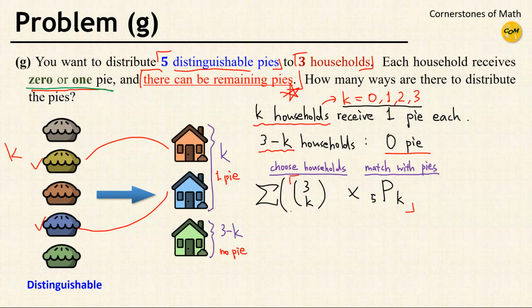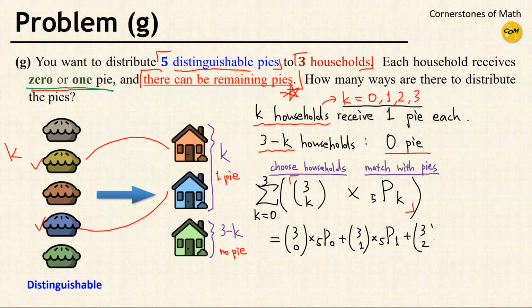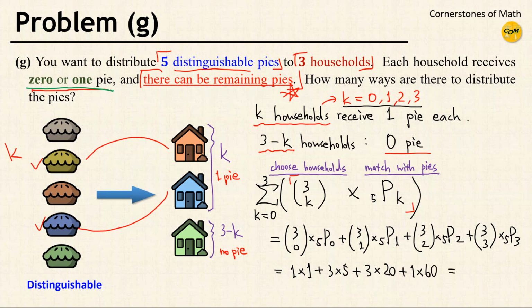Since k can have the values of 0, 1, 2, and 3, the total number of ways is the summation of this, where k goes from 0 to 3, so it is 3 choose 0 times 5 permute 0, plus 3 choose 1 times 5 permute 1, plus 3 choose 2 times 5 permute 2, plus 3 choose 3 times 5 permute 3. So it is 1 times 1 plus 3 times 5 plus 3 times 20 plus 1 times 60, which gives 136 ways.